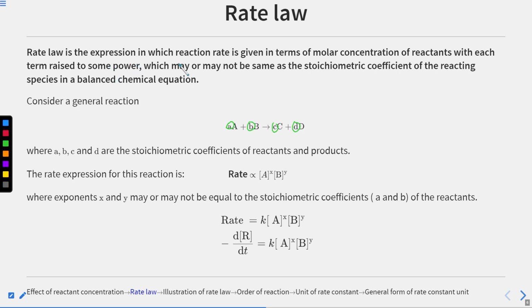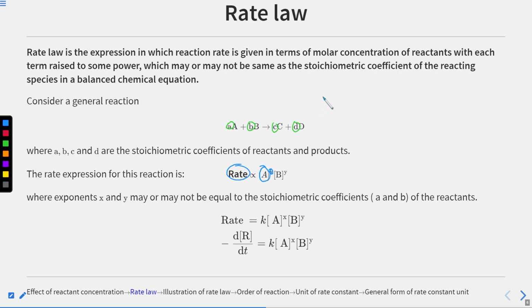It is the expression in which the reaction rate, we have written rate, is directly proportional to the molar concentration of reactant. So what are the reactants here? With the help of the chemical equation, you can easily predict that the reactants are A and B. So we have taken the molar concentration of A and B by representing it inside a square bracket. So rate is directly proportional to the concentration of A raised to the power x.